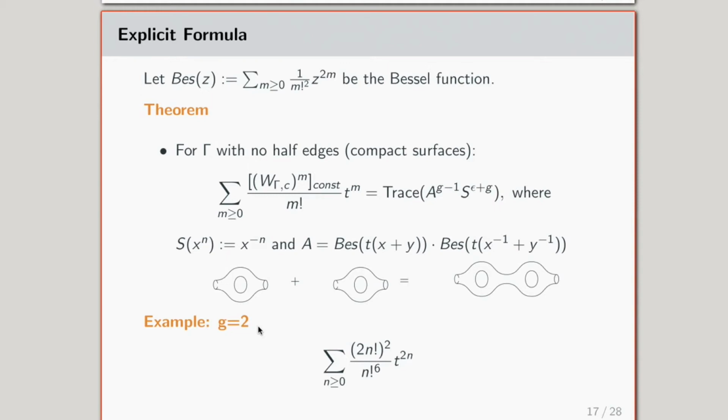So suppose gamma has no half edges. That means it's just a graph associated to a compact Riemann surface, a compact surface. Then you can take the following thing. You can take the necklace graph, which is like this. You can think of these round shapes as beads. So this looks like one bead, and it looks like another bead. So you can induct on these beads.